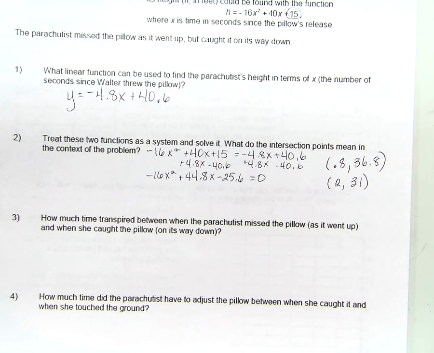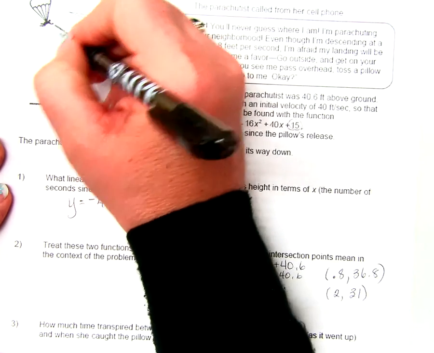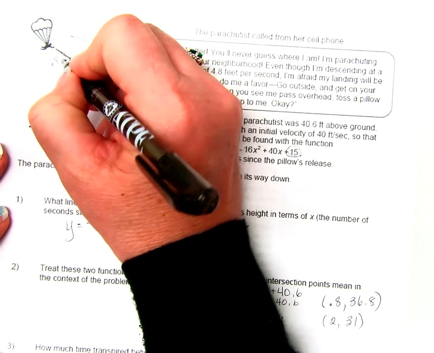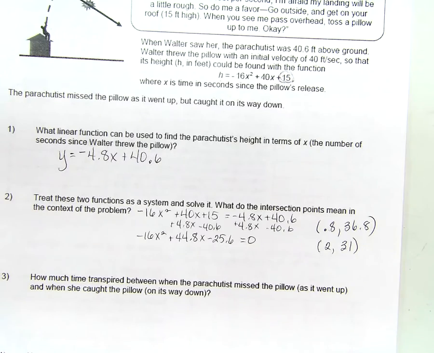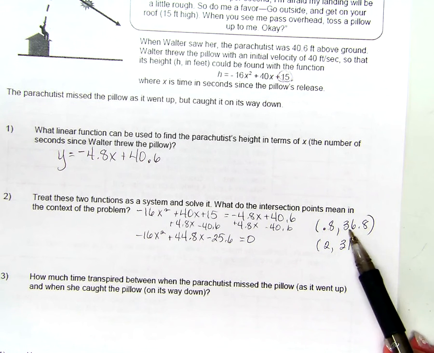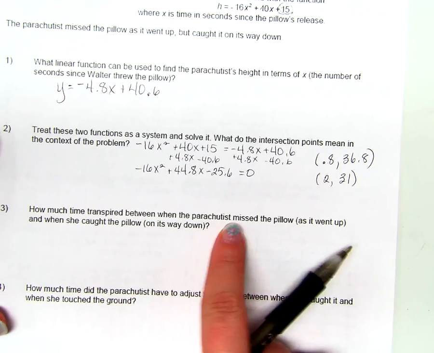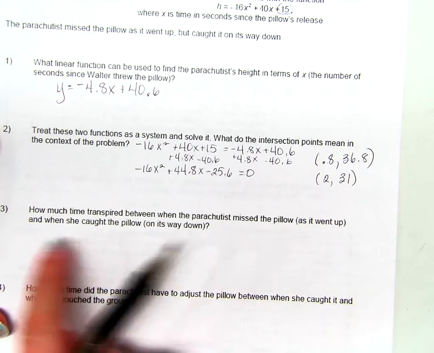So what does that mean? I understand that those are my intersections. I got that, but what do they mean? So this one's the first one, right? 0.8 and then 36.8. So she missed the pillow at time of 0.8 and height of 36.8. Very good. When did she catch the pillow? At 2 seconds and 31 feet.